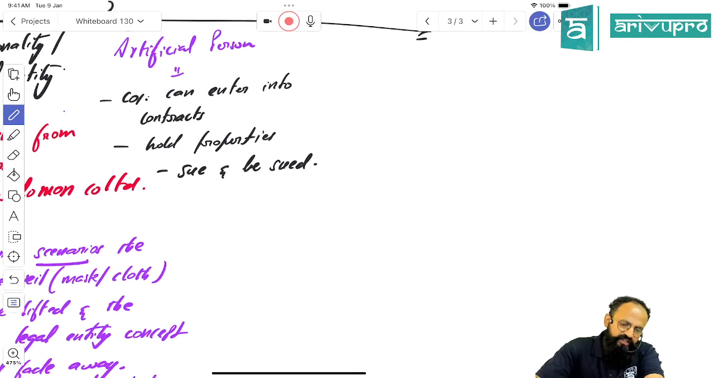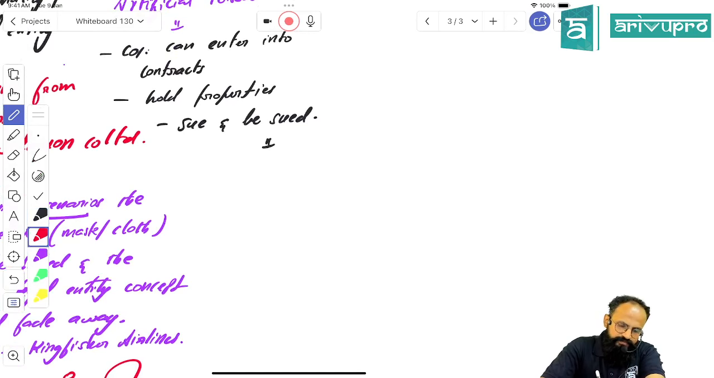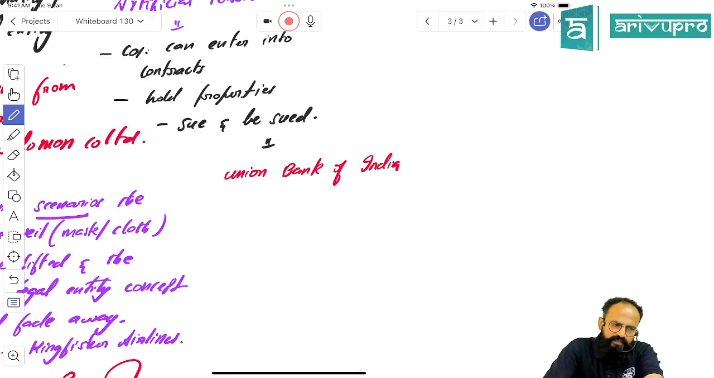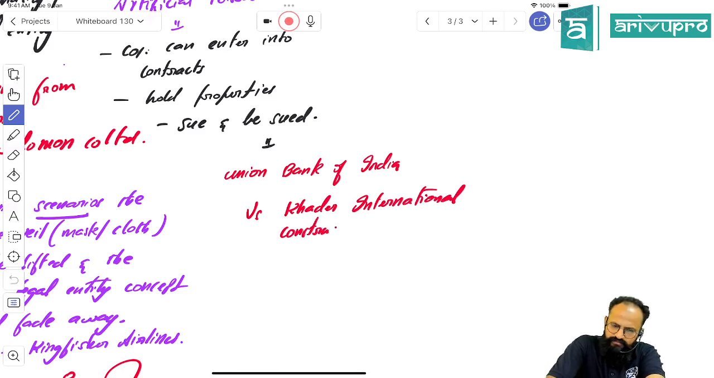Okay, write down one case here, an interesting case: Union Bank of India versus Kader International Construction.